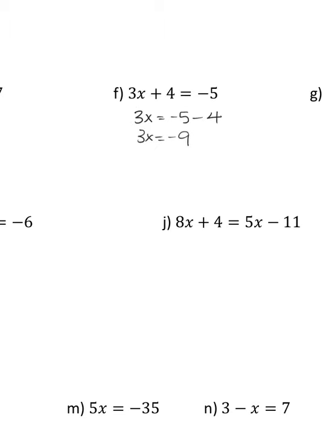And now I have to ask myself, what's happening between 3 and x? That's multiplication. What's the opposite of multiplying? That's division. So I'm going to divide each side by 3.